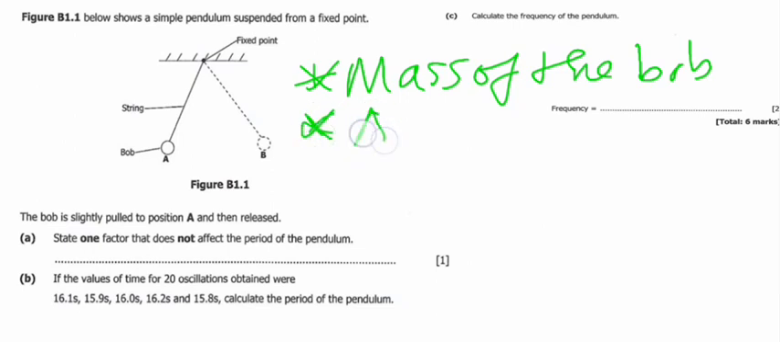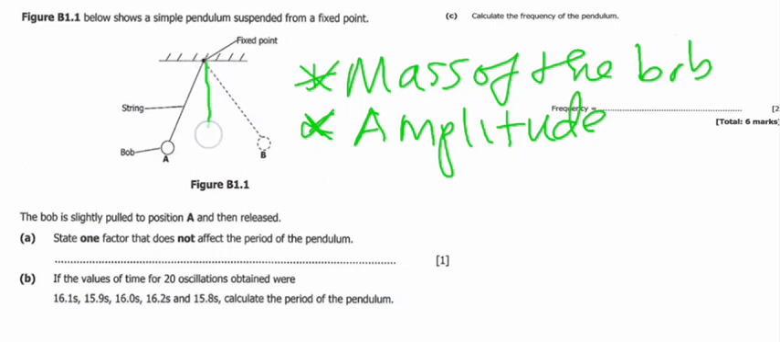Then the last one is going to be the amplitude. Now let me show you where the amplitude is. The amplitude is just the angle. Suppose we have also a bob here. The amplitude is just going to be the angle from this bob here up to this bob here at N. On top here, this one is going to be called the amplitude.